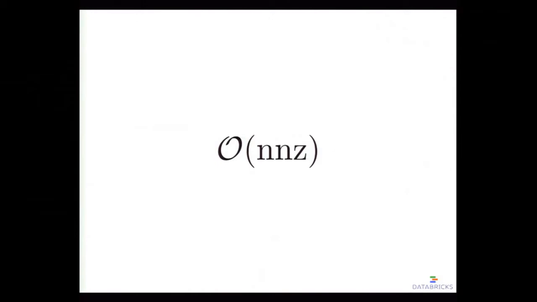So the next thing I want to focus on is how to implement machine learning algorithms that can take advantage of sparsity. Here is basically telling you that for most algorithms, the runtime complexity should be proportional to the number of non-zeros in your data. And J means number of non-zeros.